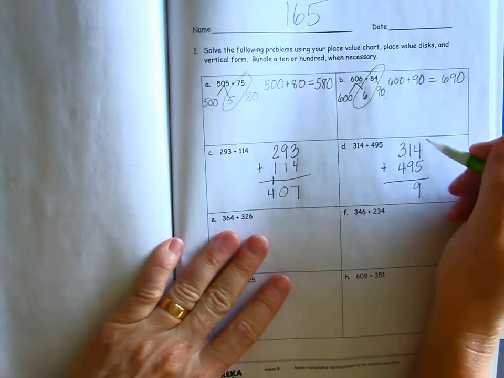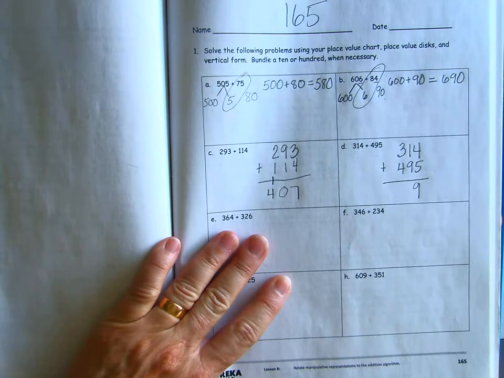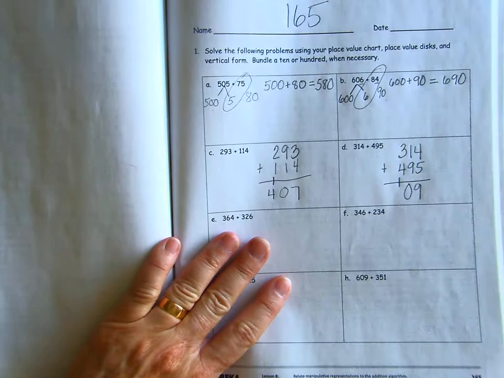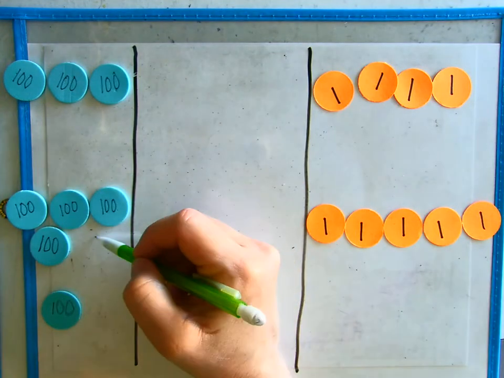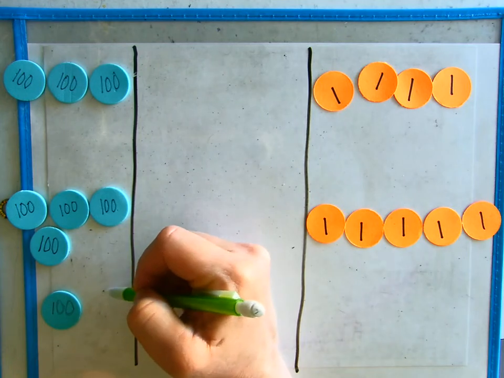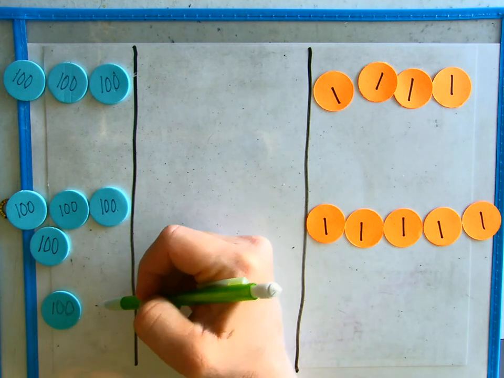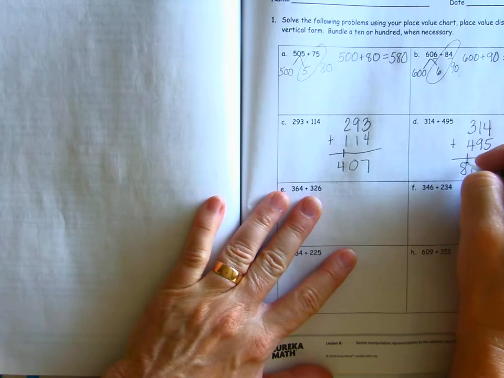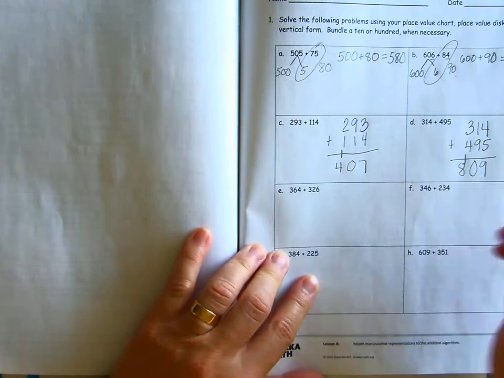So let's make sure we do that on our vertical form as well. 1 plus 9 is 10. 10 tens is one new group of 100, and there's 0 tens left. Now we're ready to move on to our hundreds. We have 3 plus 4 plus 1. 3 plus 4 is 7. One more is 8. 809. Couple more.